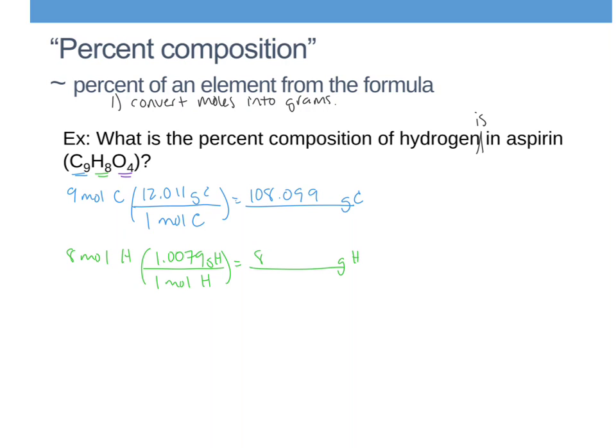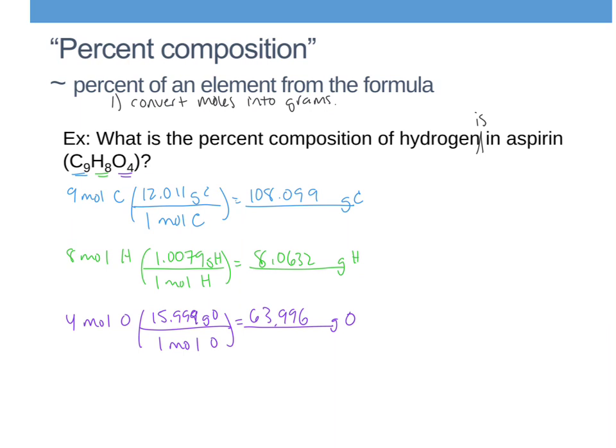If I multiply those out, I get 8.0632. And then lastly, if I do oxygen, I've got 4 moles of oxygen. Look at the periodic table. I see that 1 mole of oxygen weighs 15.999 grams. And if I multiply that out, I should get 63.996. Now, what we kind of want to remember, right?